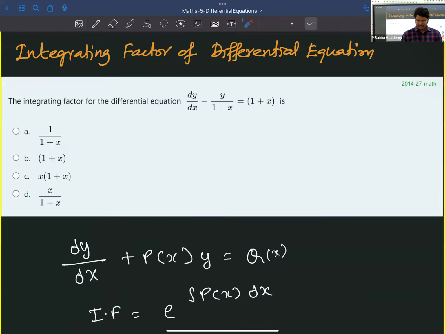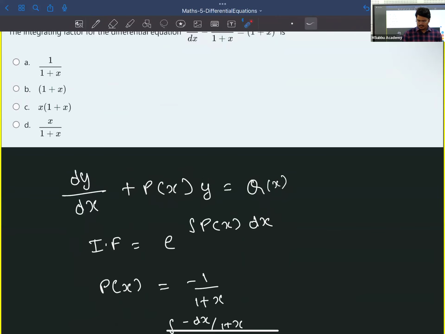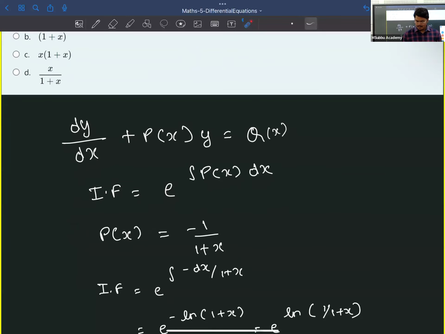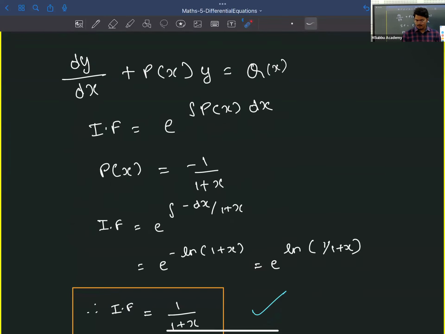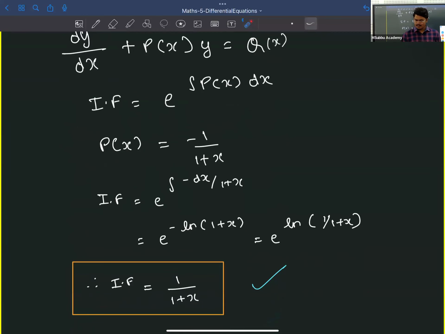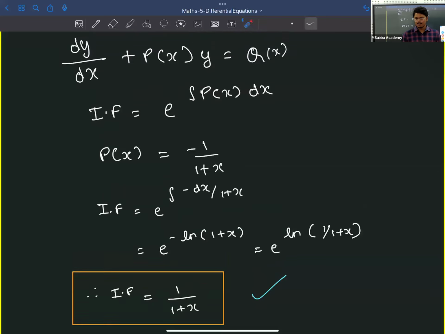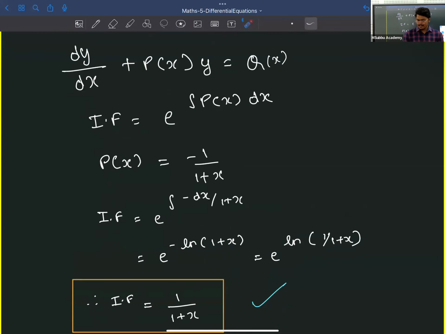What they're asking is the integrating factor. So just directly find the integrating factor. Comparing this, p of x will be minus 1 by (1 plus x). So directly substitute that and integrate. Minus 1 by (1 plus x), the integral will be minus ln of (1 plus x). So e power minus ln of (1 plus x) can be written as (1 plus x) the whole power minus 1, so that is e power ln of 1 by (1 plus x). So e power ln will be just the argument. So our integrating factor will be 1 by (1 plus x). So this is finding the integrating factor.